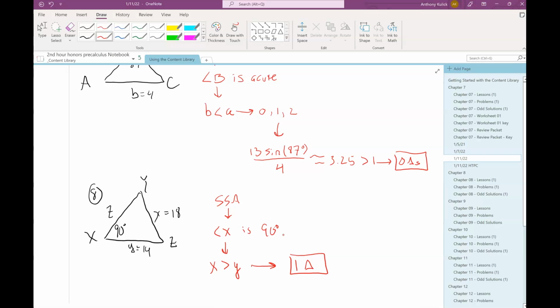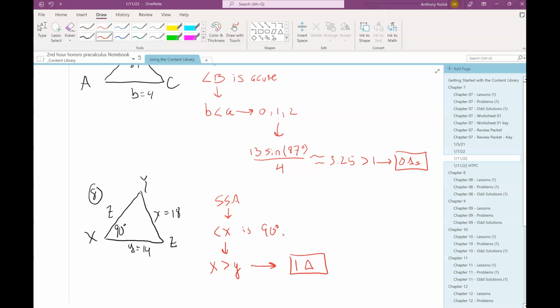So in the case of a right triangle or an obtuse triangle, all we need to do is check to make sure the side opposite is the bigger side. As long as it is, we have one triangle. Otherwise, no triangle is possible because the hypotenuse would be the longest side, which is a problem.